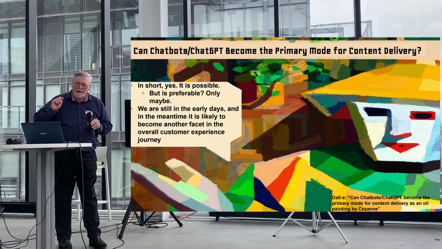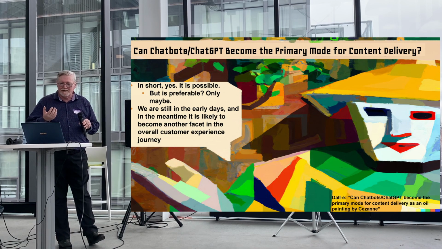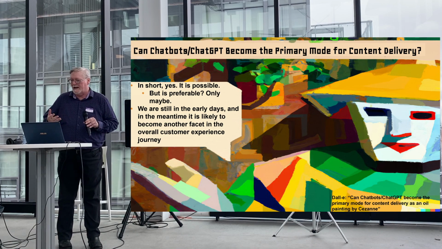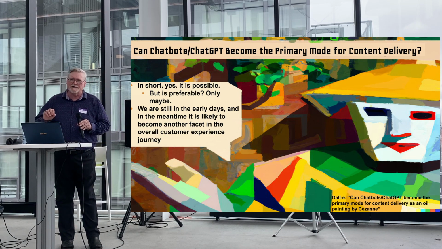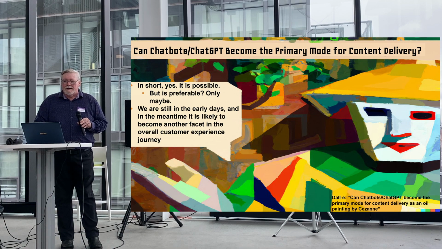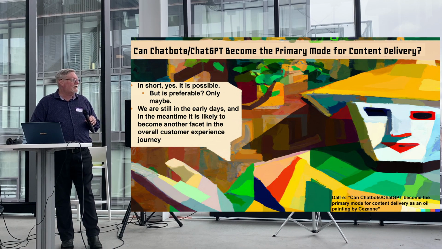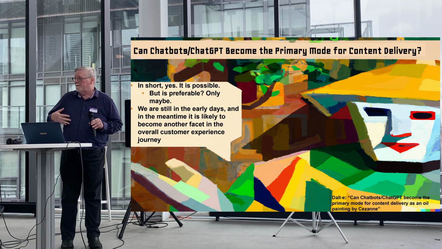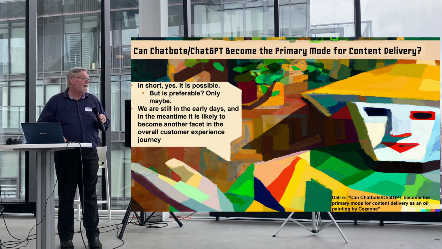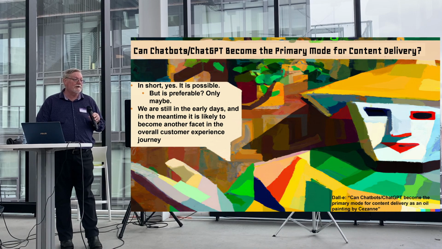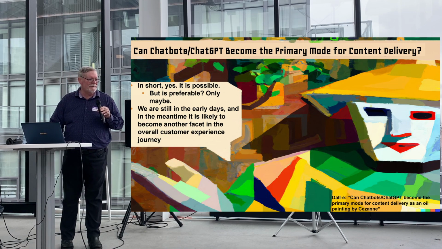The question that has come to the fore in the media has been, can chatbots or ChatGPT, and in the minds of the media quite often no distinction is made between the two, which is really not correct, be the primary mode for content delivery? The answer in short is yes, it is possible. Looking at the most recent Gartner report, which I love, it's called the hype cycle. I think you can read that pretty much as intended.